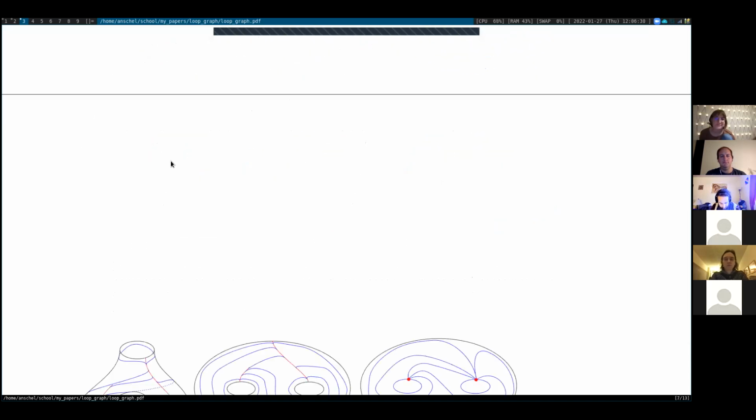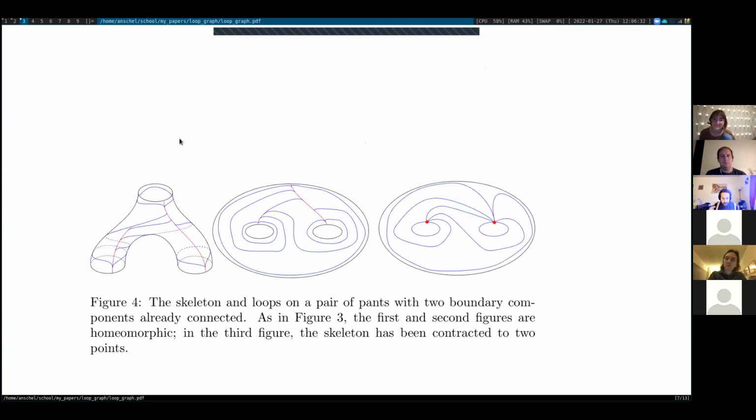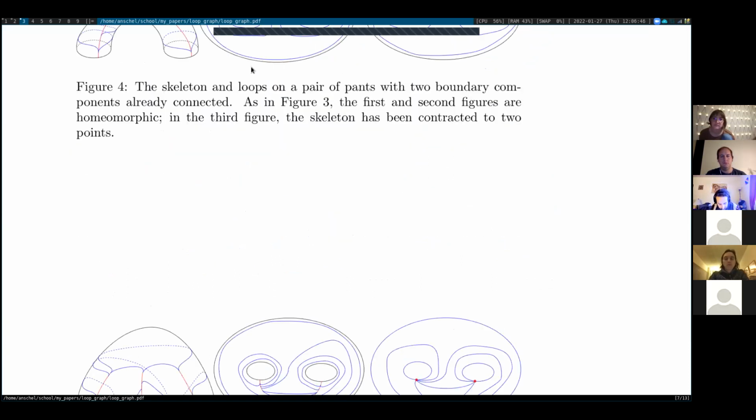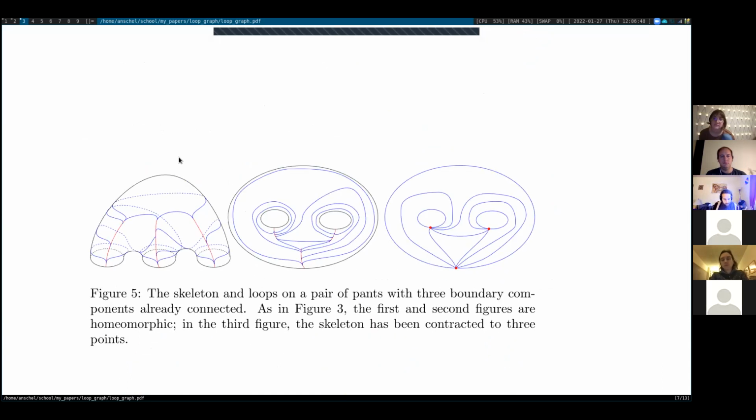And then the pictures get more complicated for the other surfaces, but there's no magic here. I'm making sure that there exists one arc which is parallel to each of the boundary components, and then I'm filling in the rest. And it gets even more complicated, but not in an interesting way.